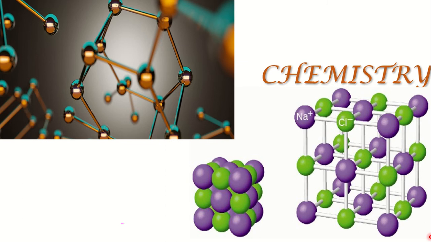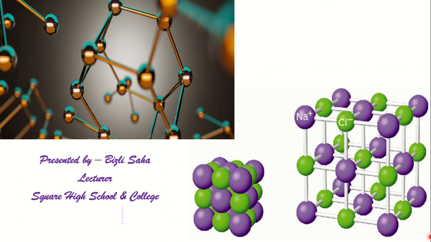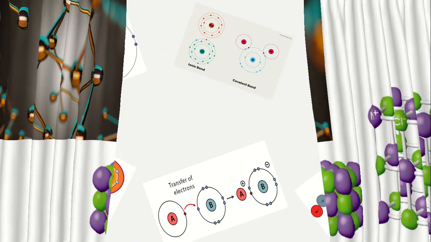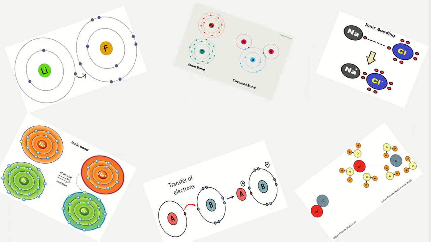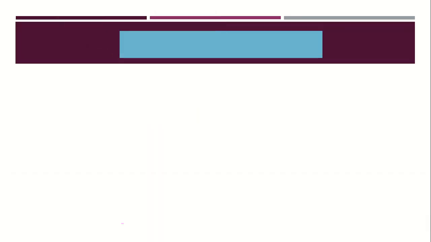Dear students, we are talking about Chapter 5, Chemical Bond. Last class, we had learned about chemical bond. Today, in this class, we will discuss about ionic bond formation.